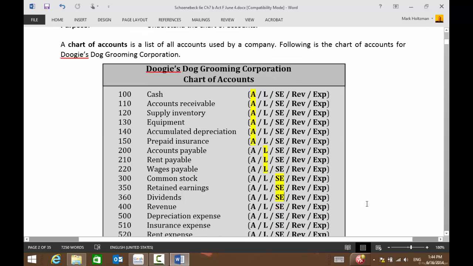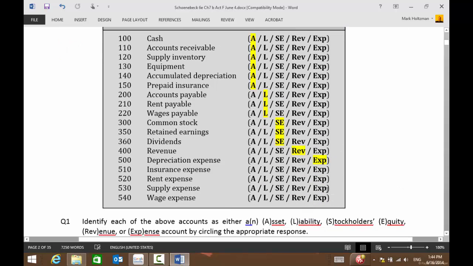I guess I should resume this. Then revenue is a revenue account. Depreciation expense is an expense, goes on the income statement. Insurance expense, expense. Rent expense, supply expense, and wage expense.